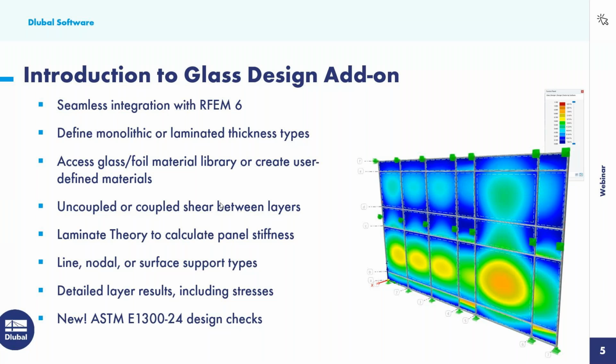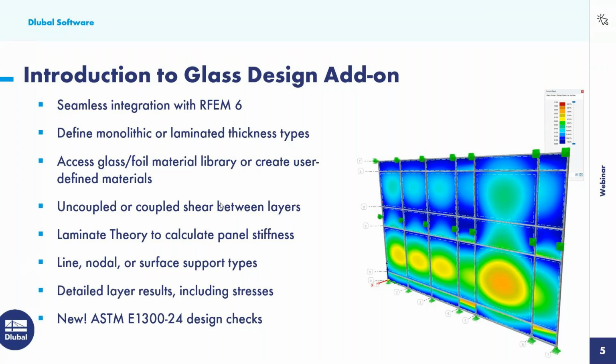This add-on also allows us to define monolithic or laminated thickness types, just as a fact that we are working on the insulated glass design as well. We'll cover this more towards the end of our presentation today. Now, within the RFEM 6 program, we do have access to our material library for glass materials and foils, but you can also create your own user-defined materials as well.